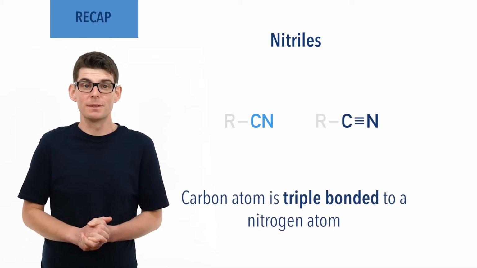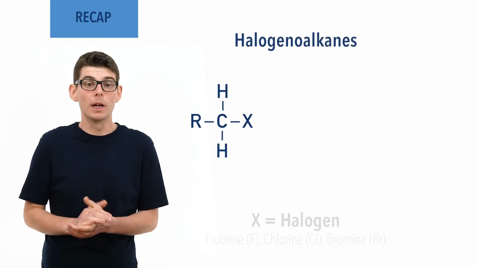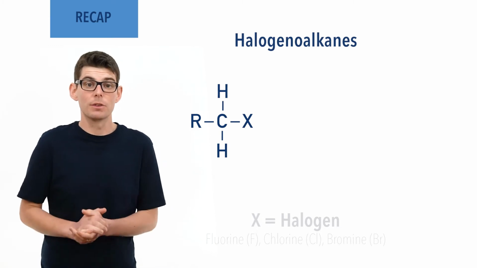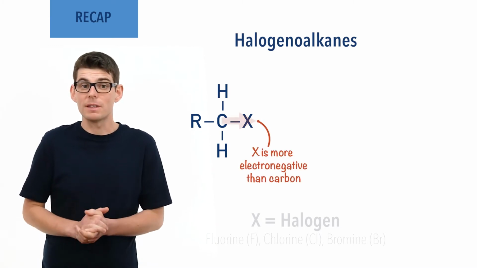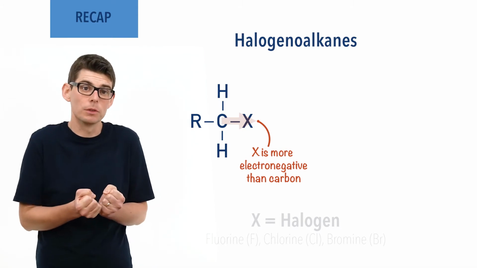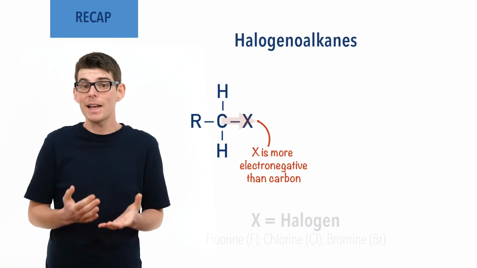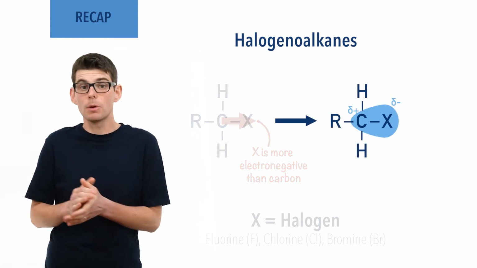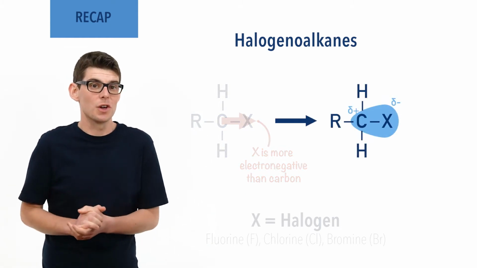to a nitrogen atom. Apart from with iodine, the carbon-halogen bond in a halogenalkane is polar due to the halogen's high electronegativity and carbon's low electronegativity. This means the halogen pulls the electrons in the bond towards itself slightly and, as a result, has a partial negative charge. And the carbon it is bonded to has a partial positive charge.